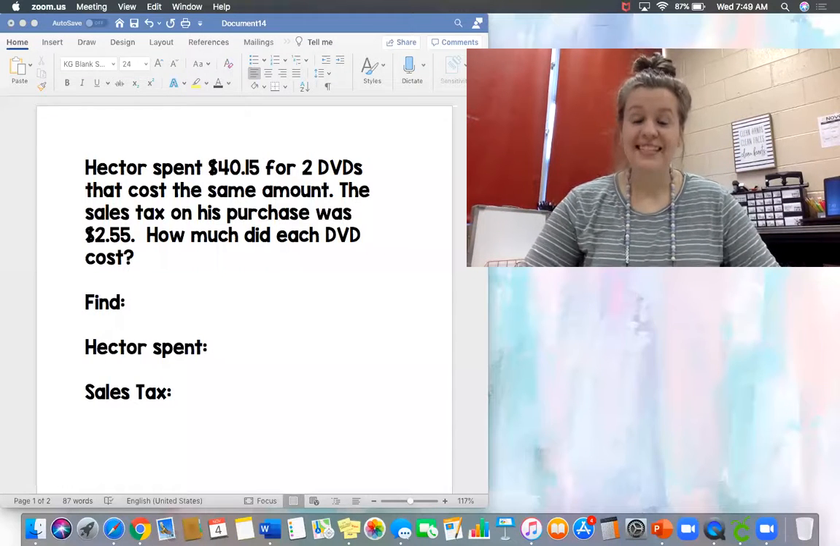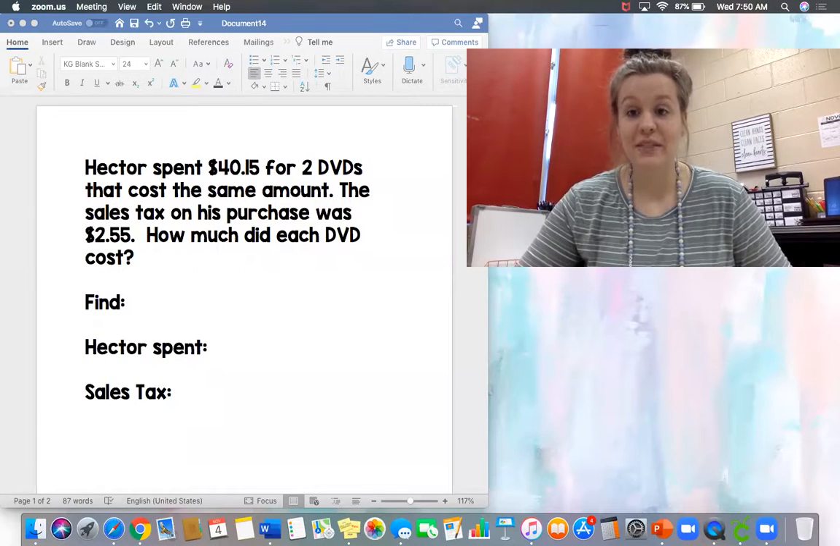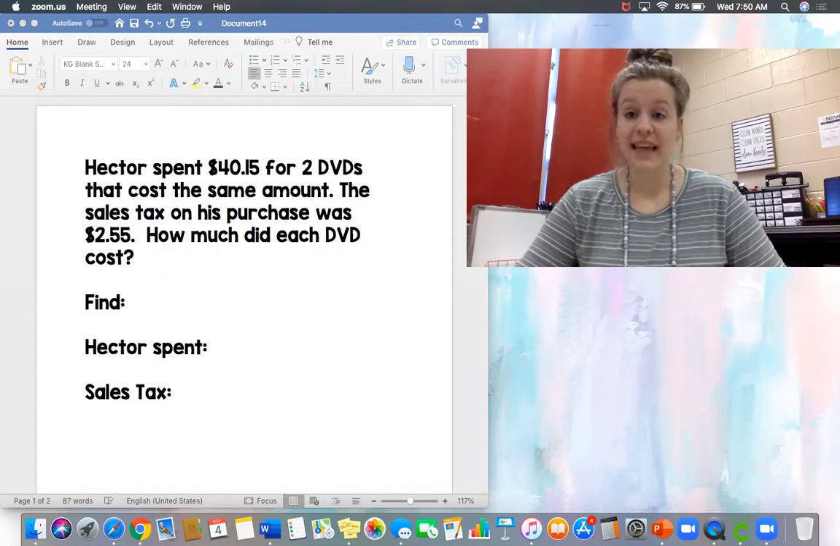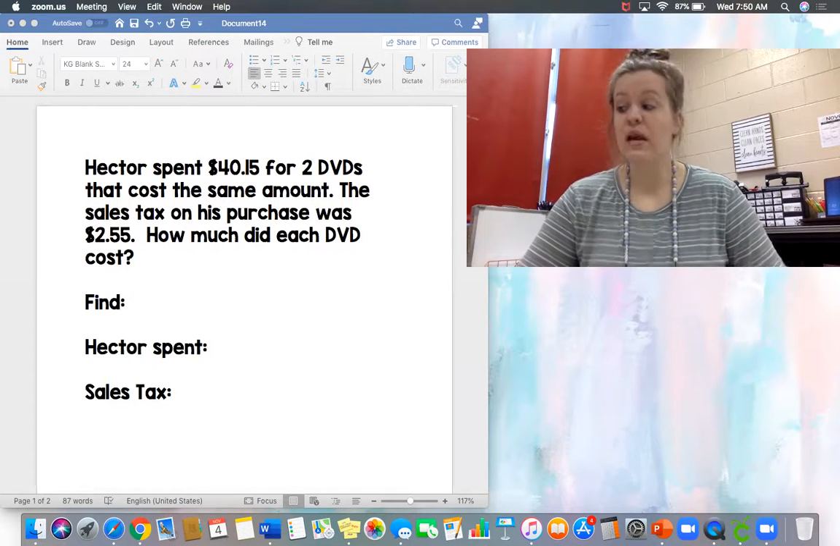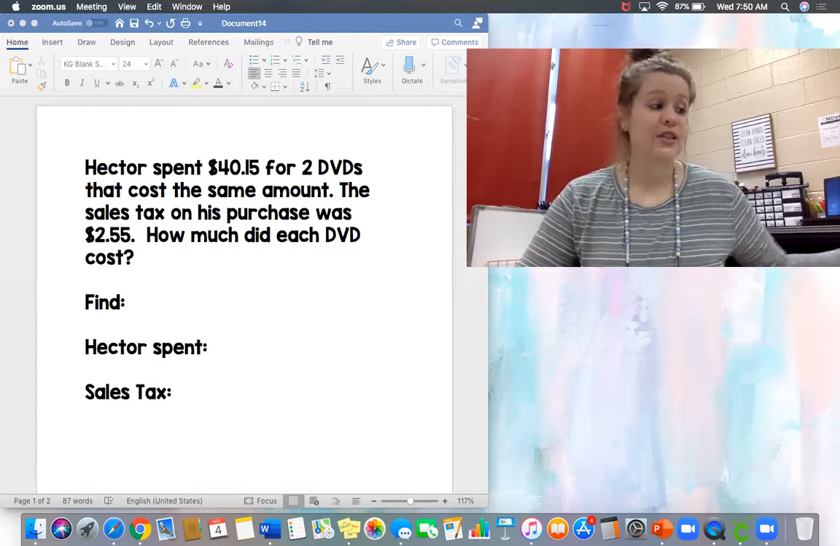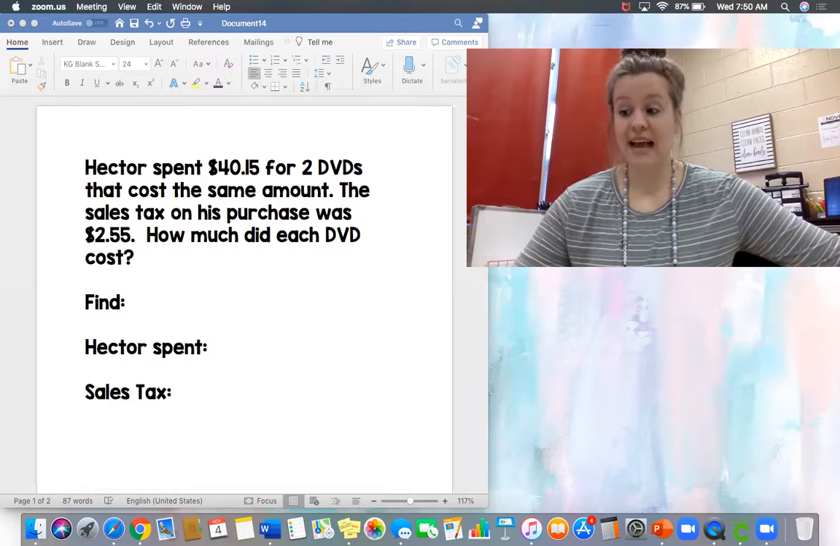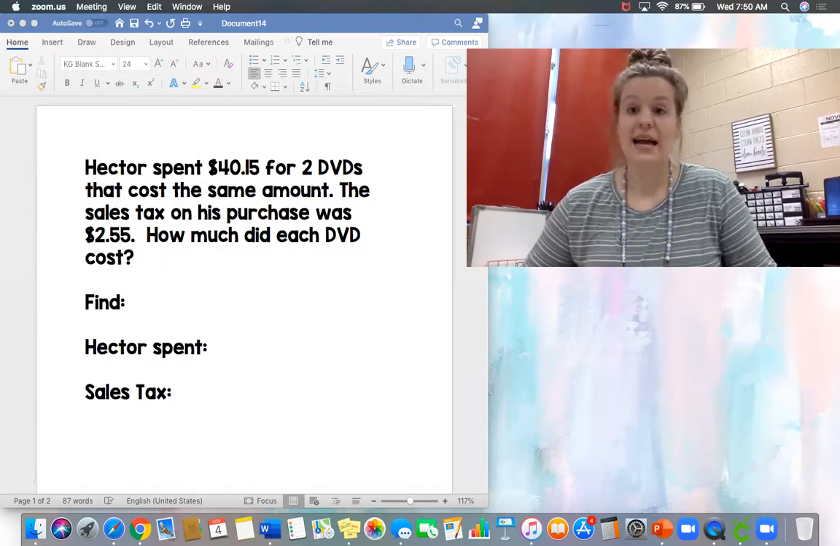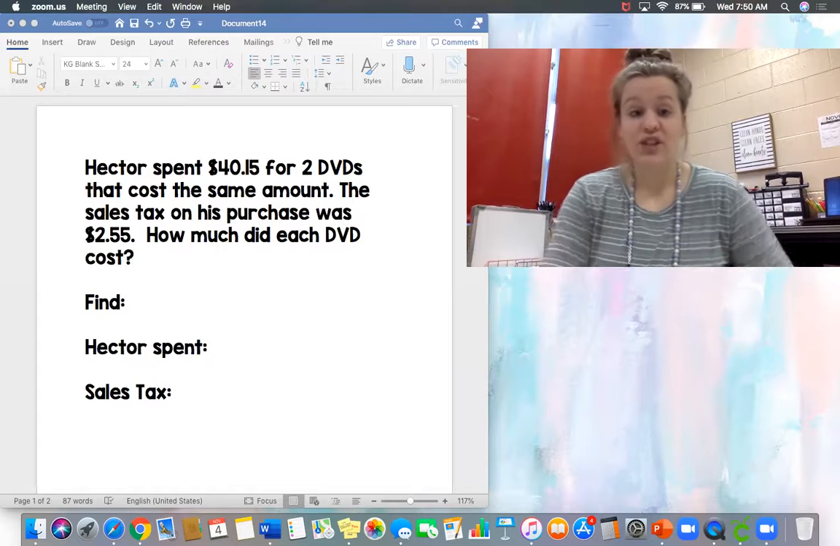Hello everyone. So today's math lesson, we are going to be working on breaking apart a word problem. We're going to do one together and then you will have one to do on your own. I will go ahead and tell you that this word problem has multiple steps. And so we're really going to have to look at it and kind of break it apart and see how we're going to solve it.